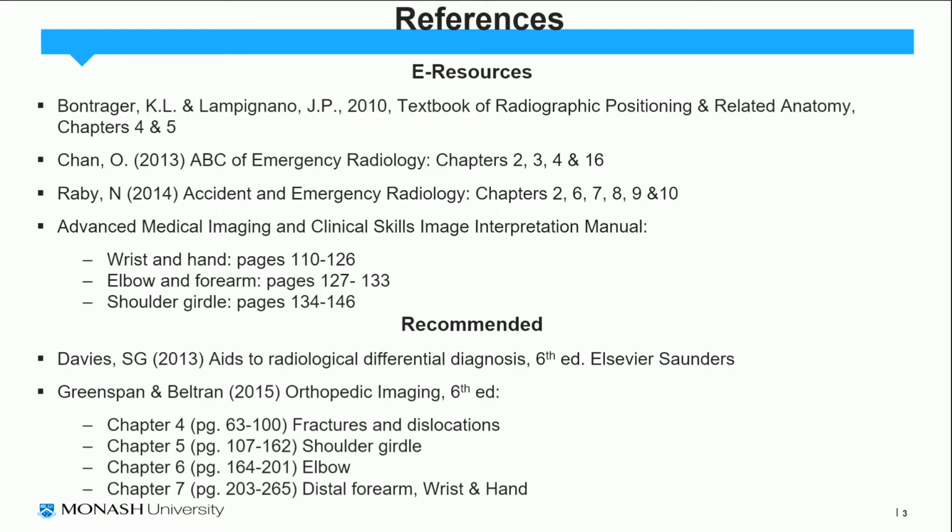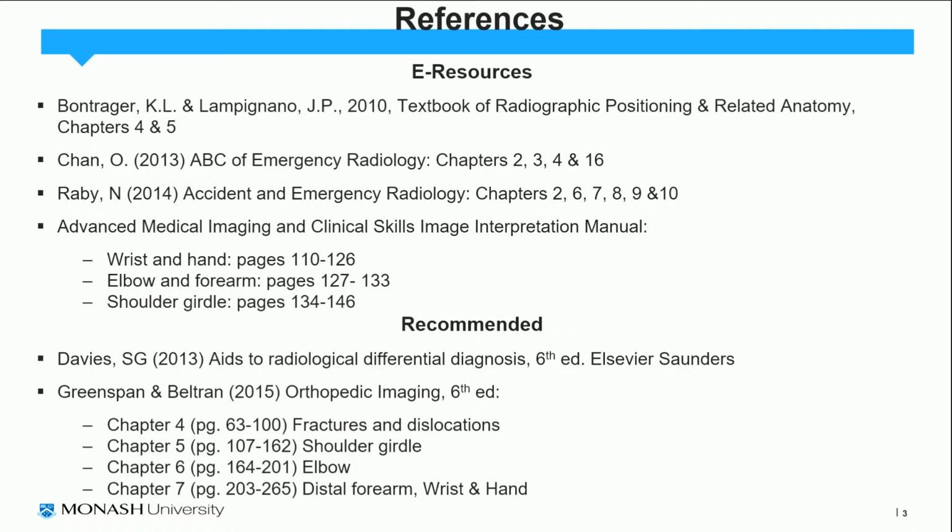Now, I've provided all of the references here, so the references are for both Part A as well as Part B. In the electronic resources, we have Bontrager, chapters 4 and 5. In Chan, it's chapters 2, 3, 4, and 16. In Raby, it's chapters 2, 6, 7, 8, 9, and 10. And in the Advanced Image Interpretation Manual, I've given the pages for the wrist and hand, elbow and forearm, and shoulder girdle.